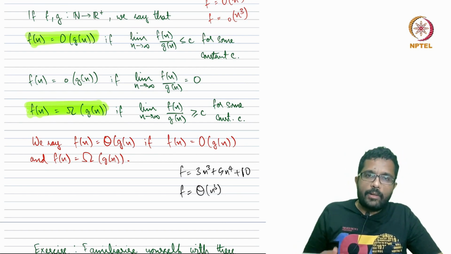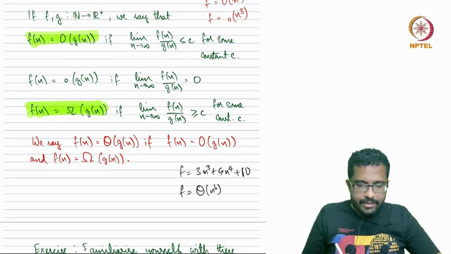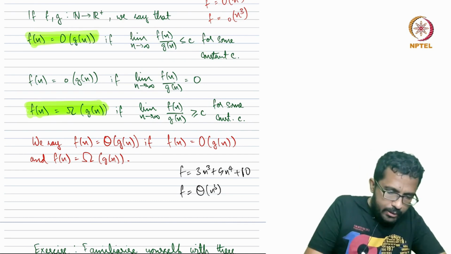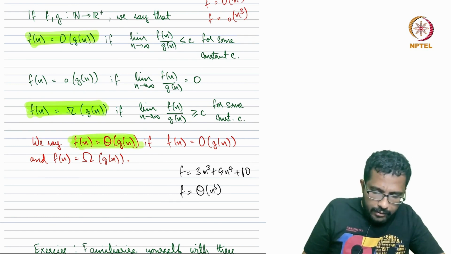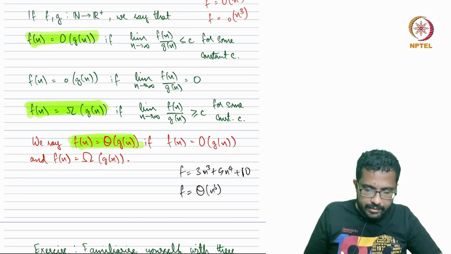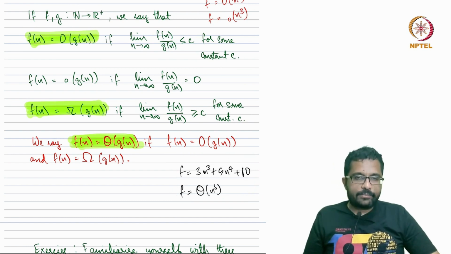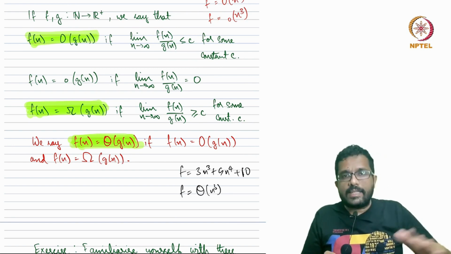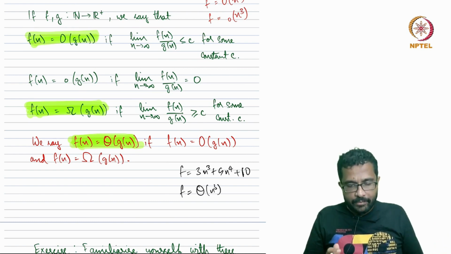When the same function acts as the upper bound as well as the lower bound, we say f is theta of g(n). This happens when f is O of g(n) as well as omega of g(n). So f is theta of g(n) if and only if f is O of g(n) and f is omega of g(n). So both these things are met. This is an example. Here f is theta n cubed. So there is only a constant factor difference between f and g in the asymptotic setting. That is what this means.